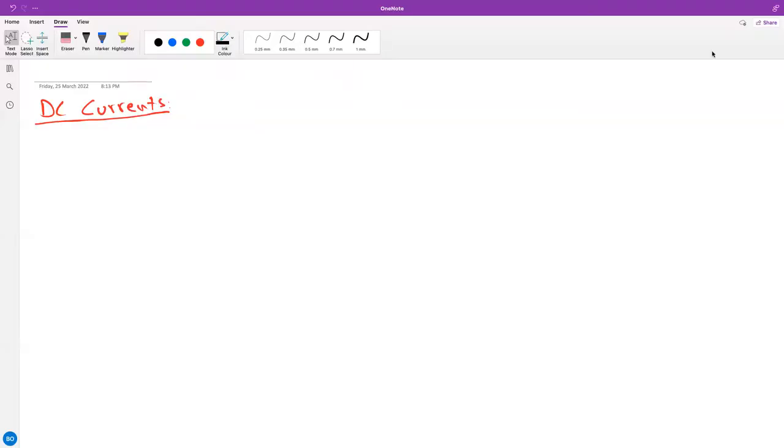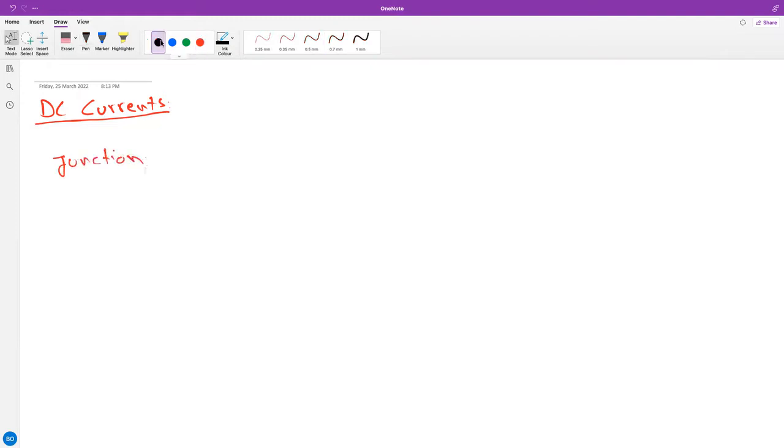Okay, so this is another lecture or quick review about DC current. We will start with some definitions and we will do some problems. The first definition I want to start with is a junction.